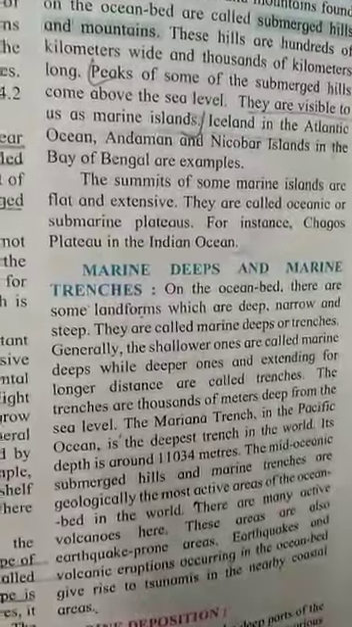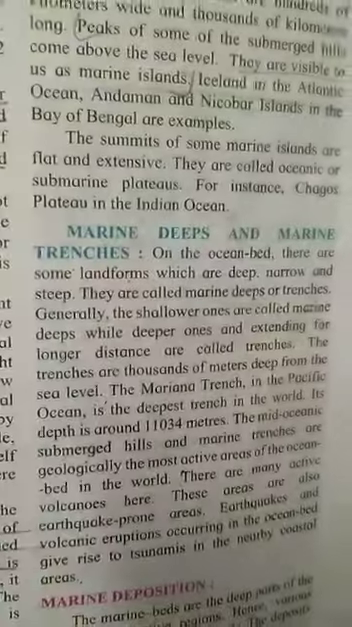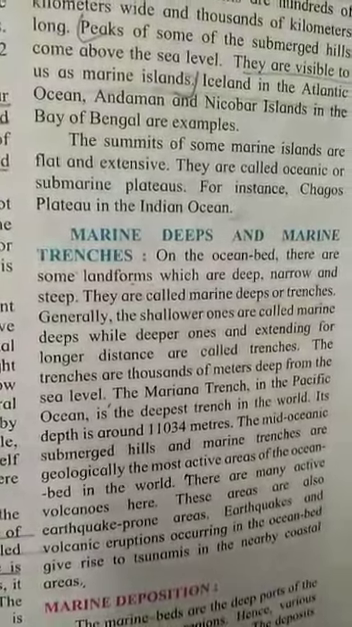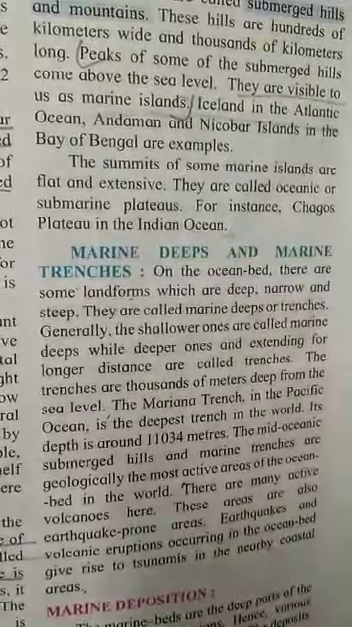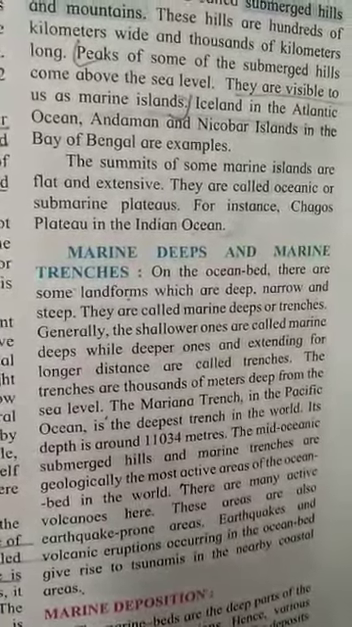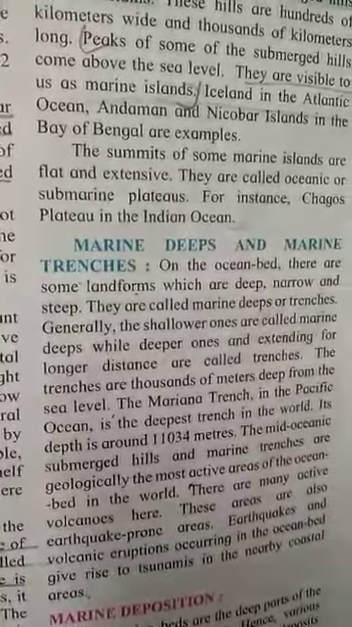The mid-oceanic submerged hills and marine trench are geologically the most active areas of the ocean bed in the world. There are many active volcanoes here. These areas are also earthquake-prone areas. Earthquakes and volcanic eruptions occurring in the ocean's bed give rise to tsunamis in the nearby coastal areas.